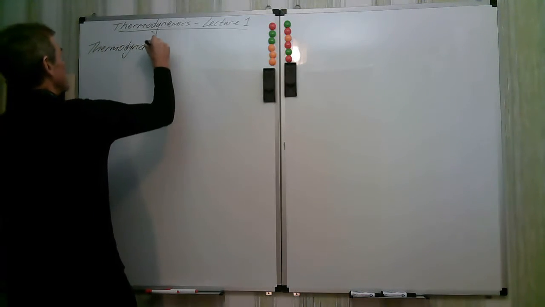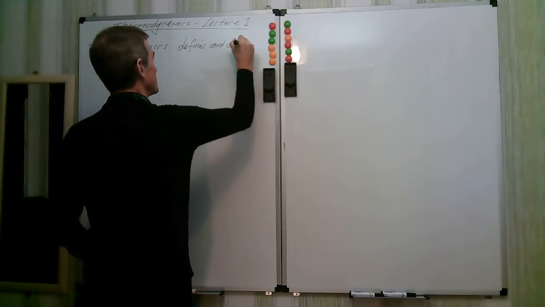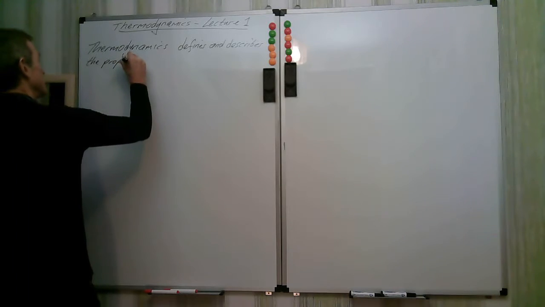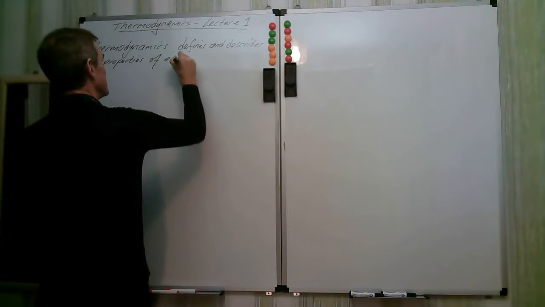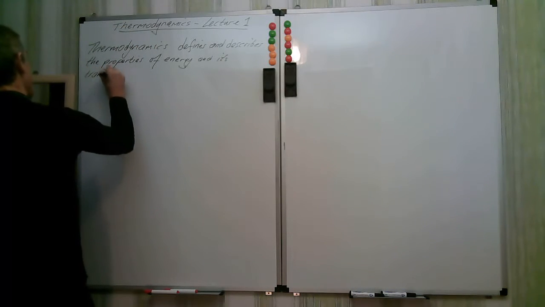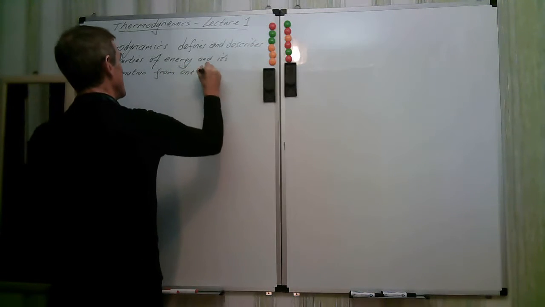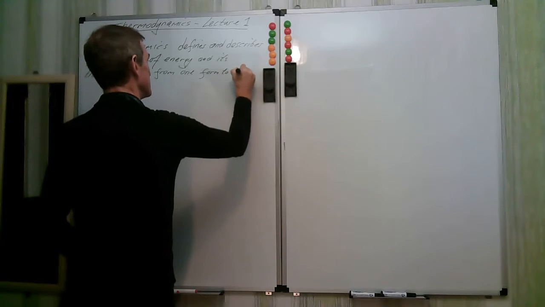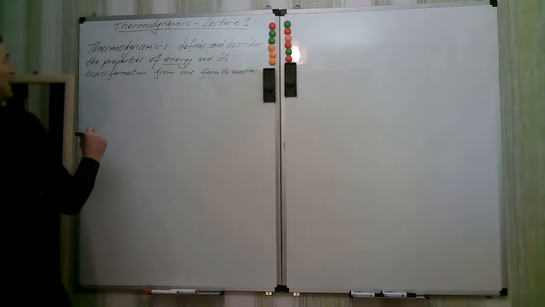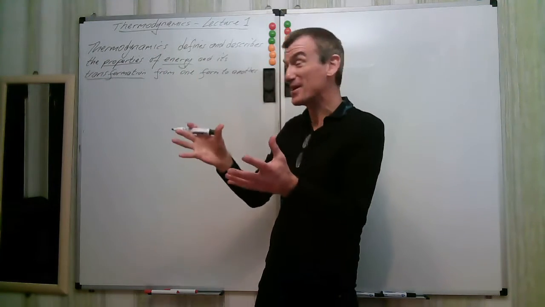Thermodynamics defines and describes the properties of energy and its transformation from one form to another. So let's do some keywords in there, which are energy, of course, properties, and transformation. So this is just a sentence which tells us overall what thermodynamics is about.